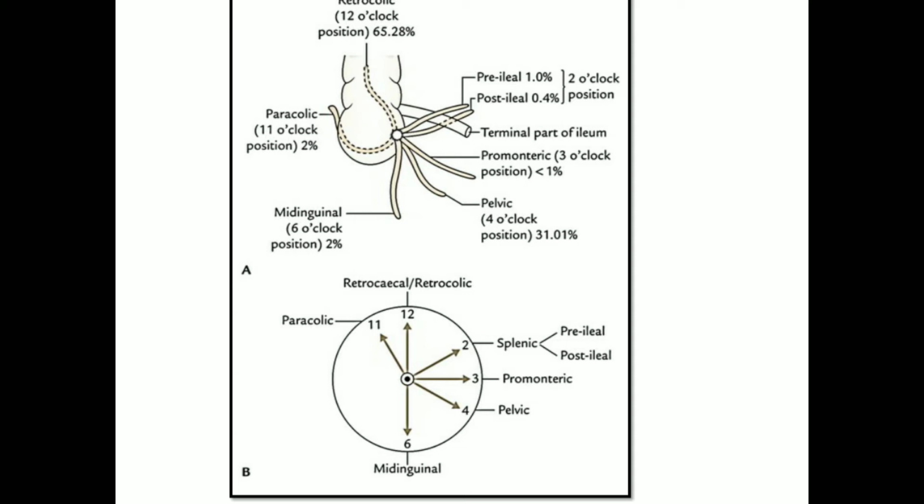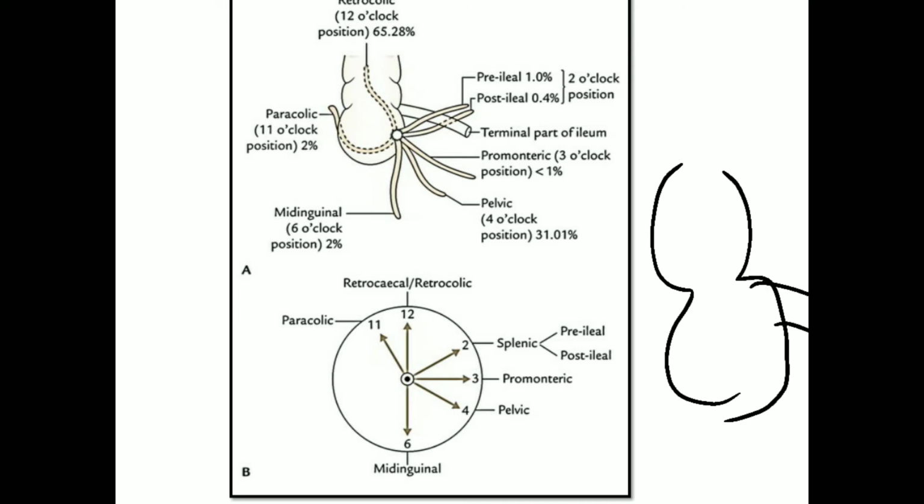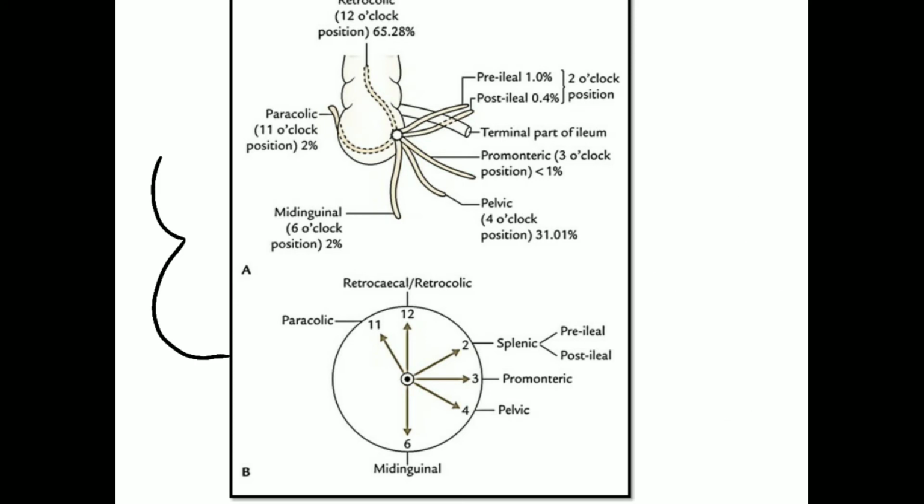If I draw here, this is the cecum, and this is the ileal part. This is the ileum. If it lies in front of it, that is called pre-ileal. If it lies behind it, it is called post-ileal.